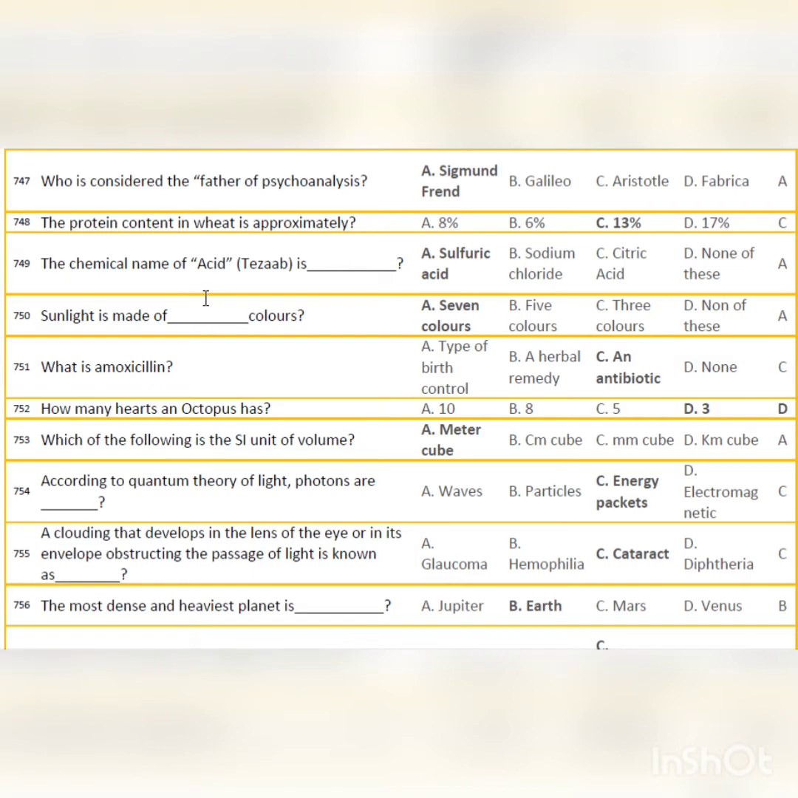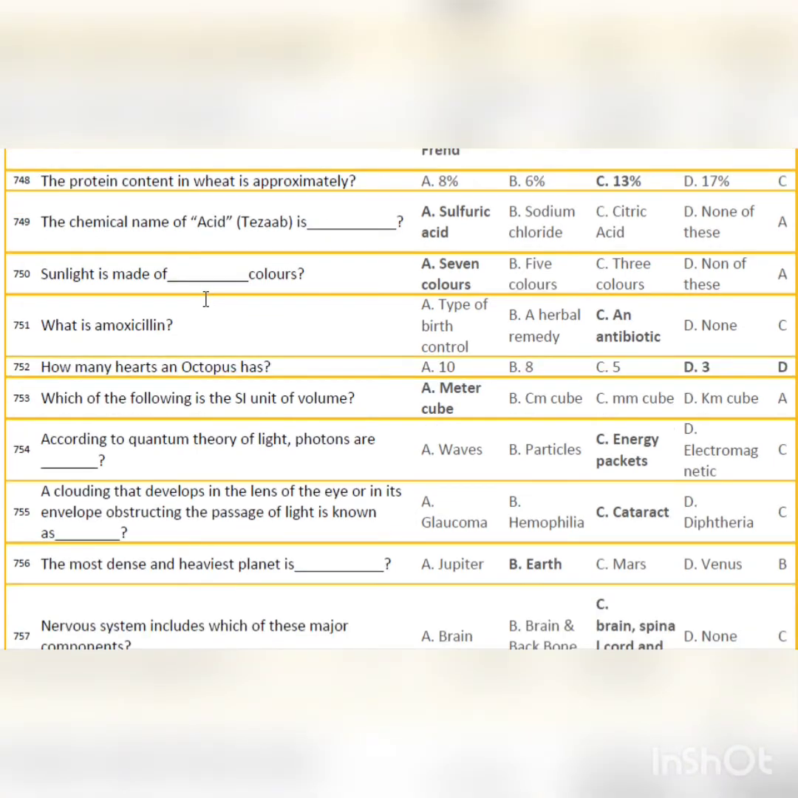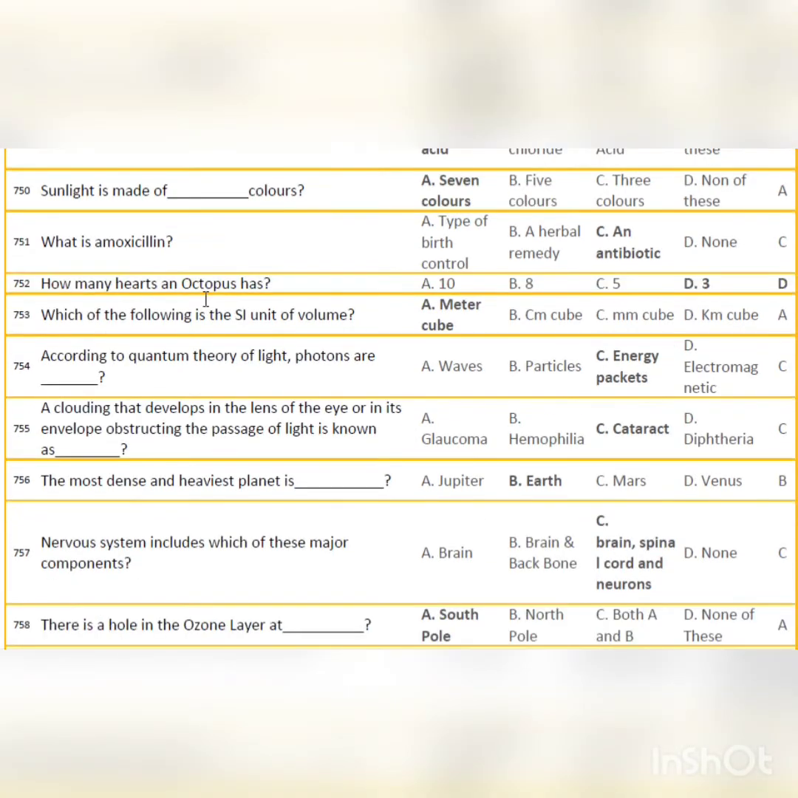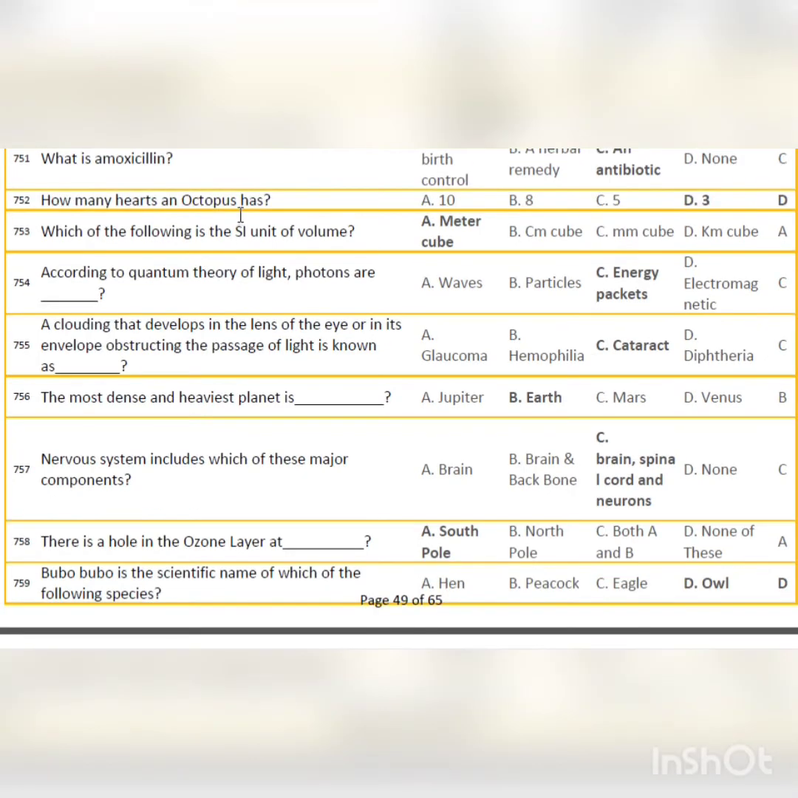Severe deficiency of vitamin D results in dash. A. Scurvy. B. Rickets. C. Night blindness. D. Osteomalacia. Answer is the B. Rickets.